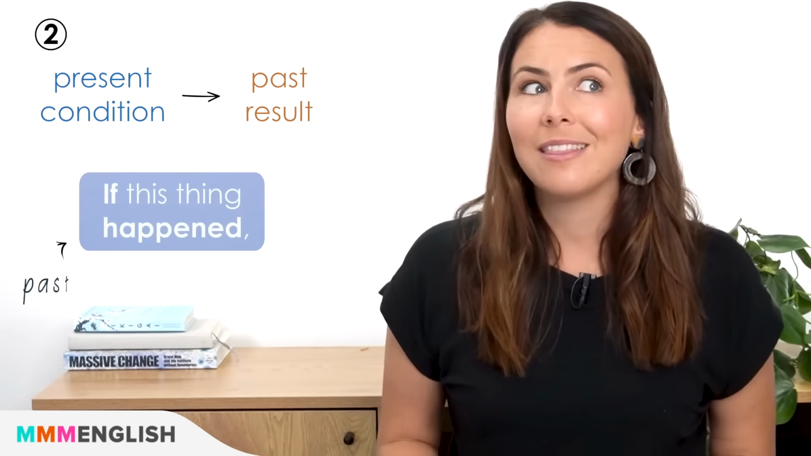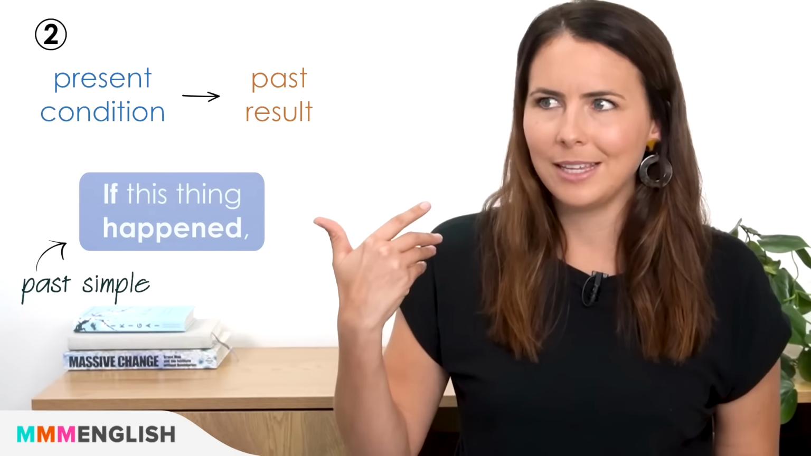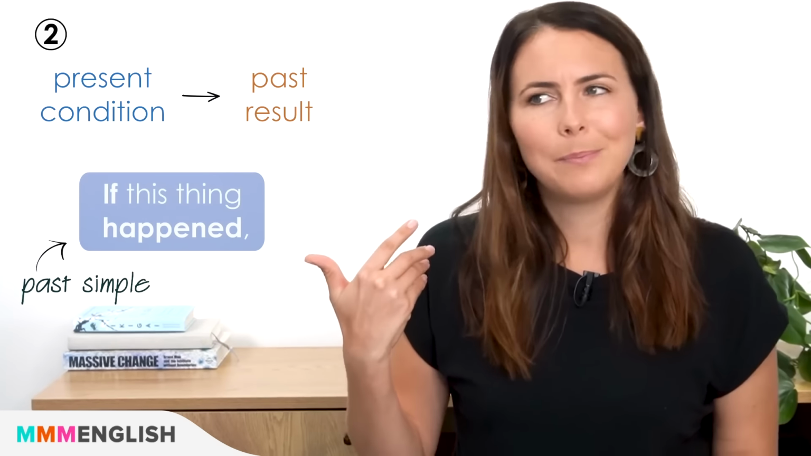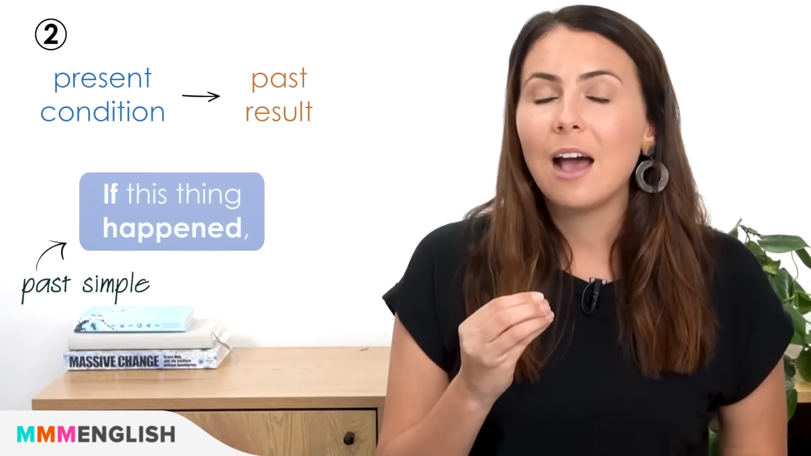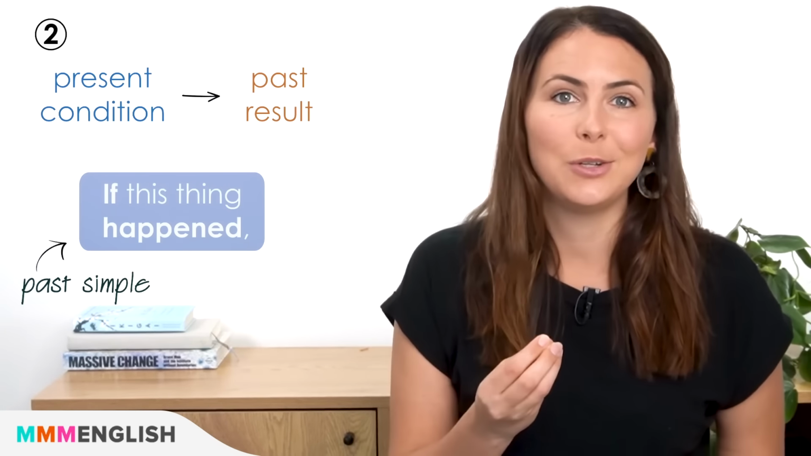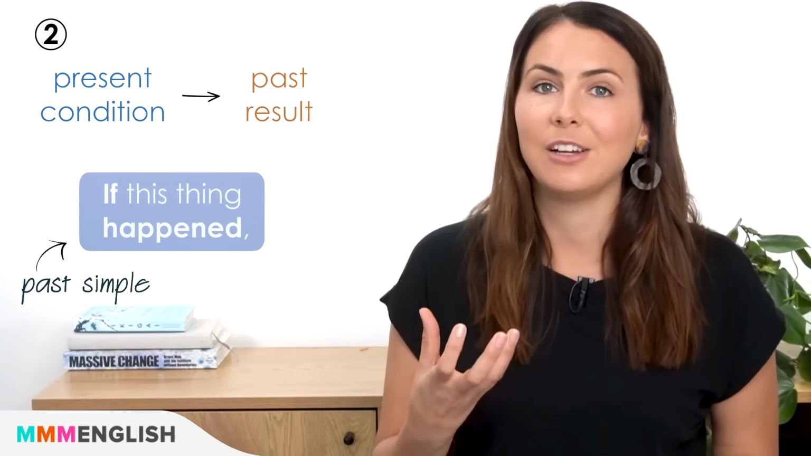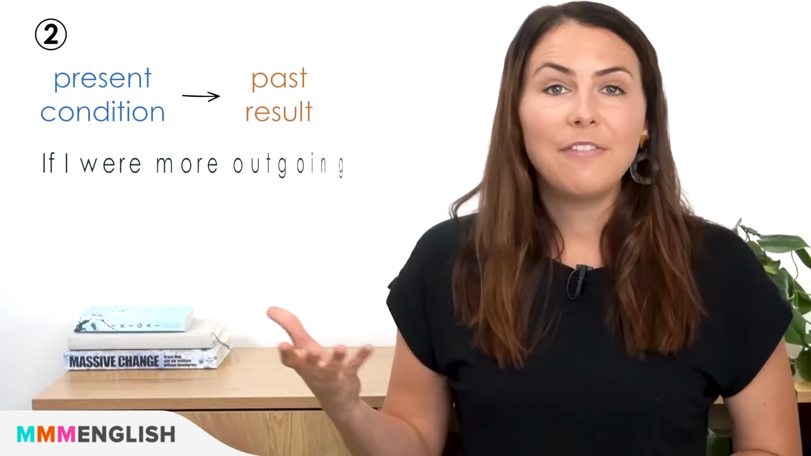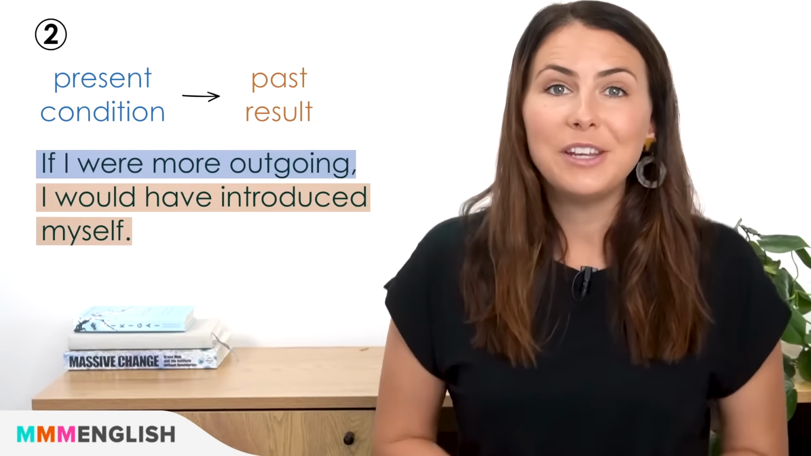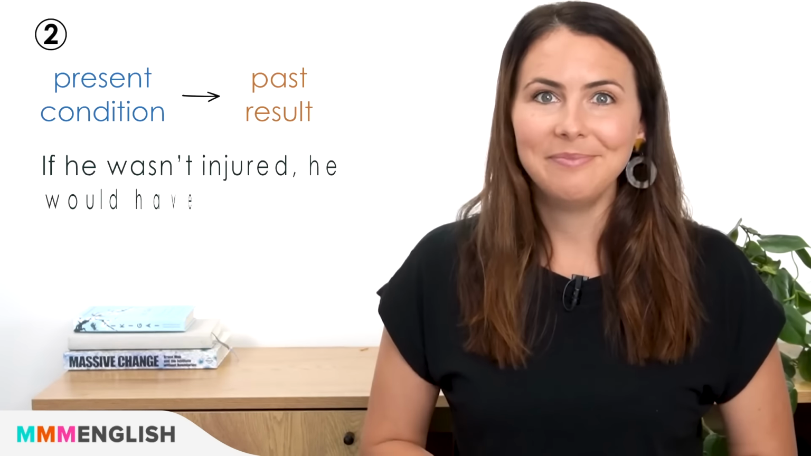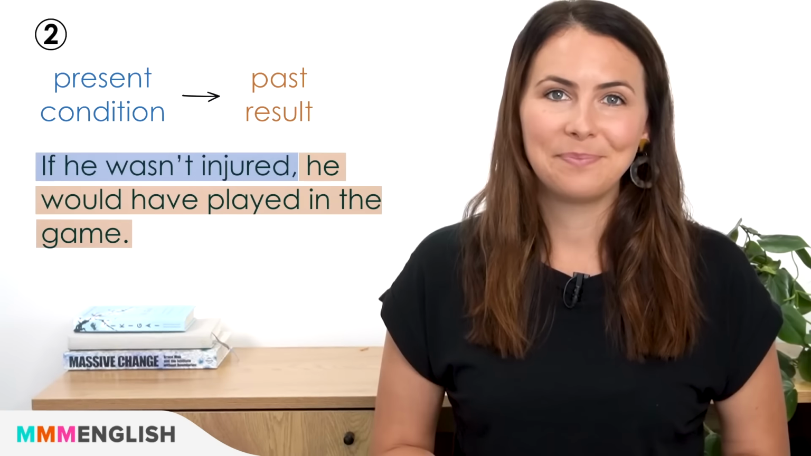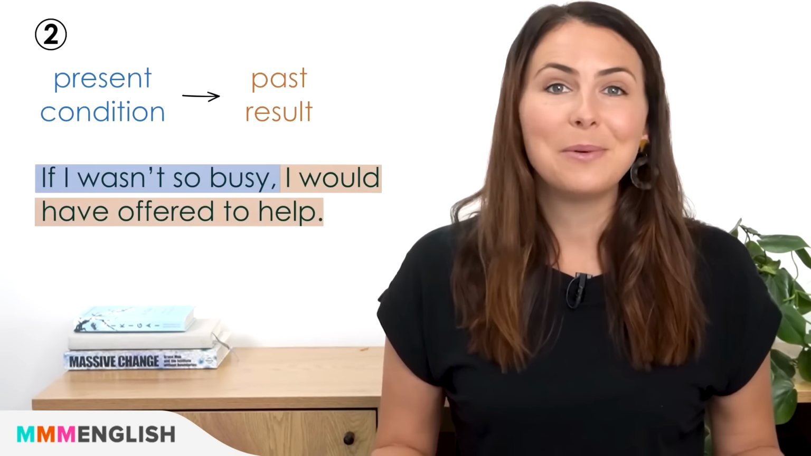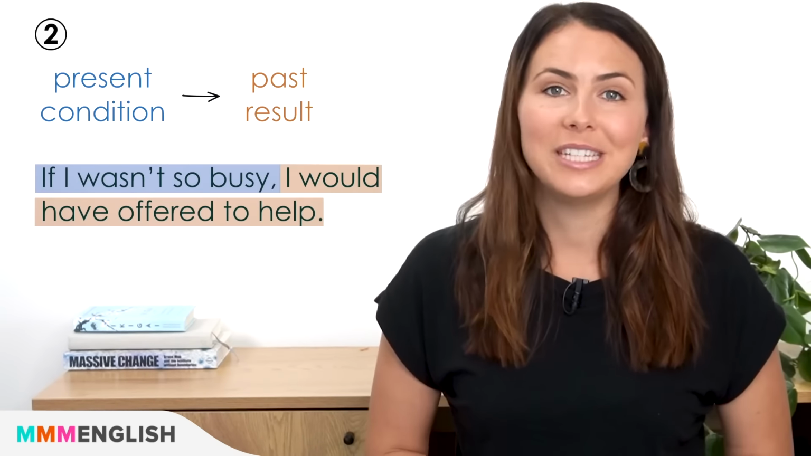Now, all right, let's talk about this for a minute because we're talking about a present condition, right? But we're using the past simple tense in the if clause. But that's not a real past, right? This is how we use the second conditional to express a hypothetical present situation. If I were more outgoing, I would have introduced myself. If he wasn't injured, he would have played the game. If I wasn't so busy, I would have offered to help.